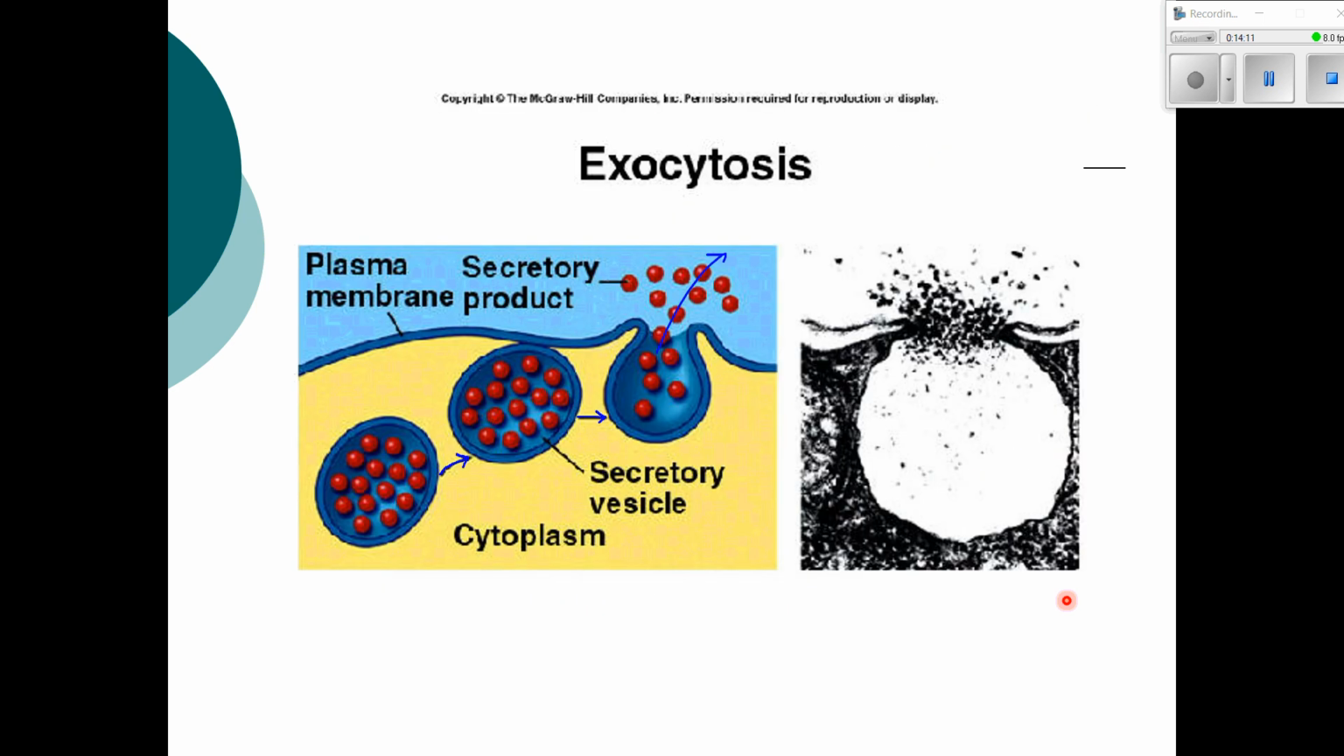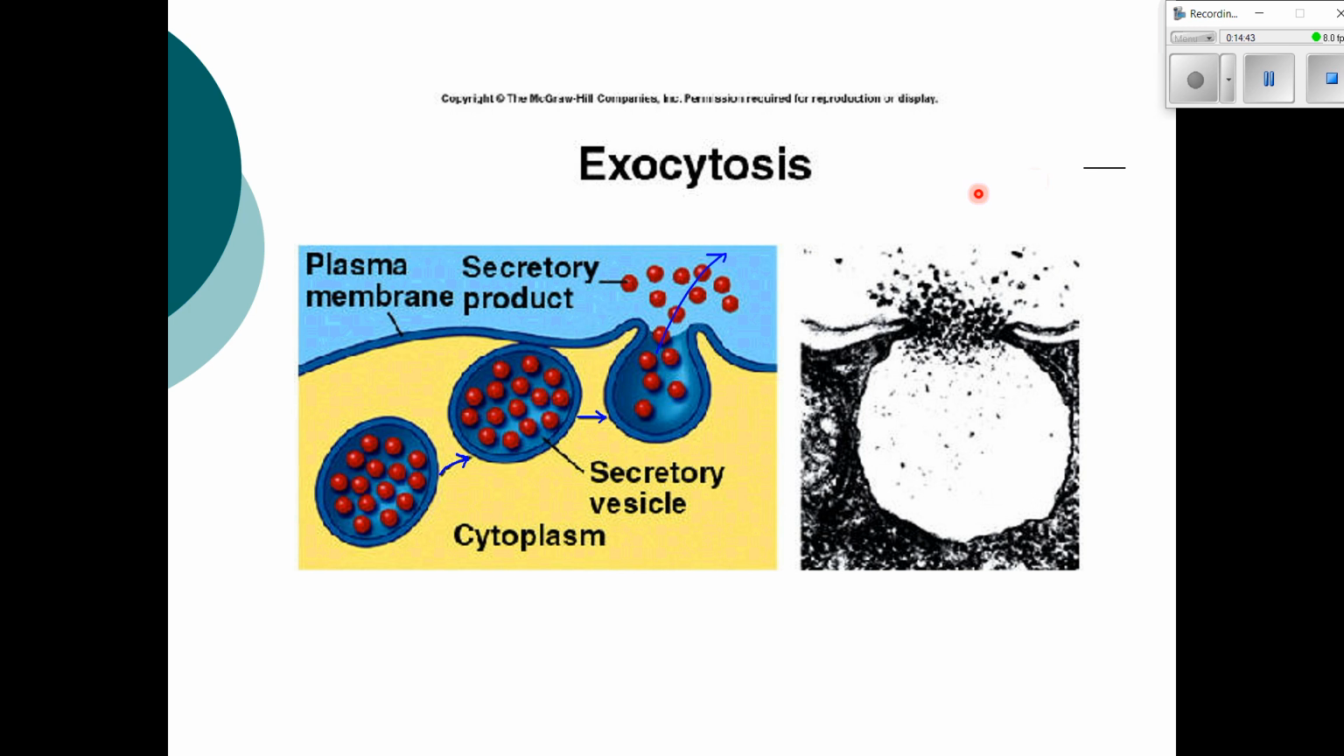Now, the opposite of endocytosis is exocytosis. And if endocytosis is gulping in large quantities of materials, exocytosis is the exact opposite. It is expelling or getting rid of or dumping out large quantities of material. So let's take a closer look.